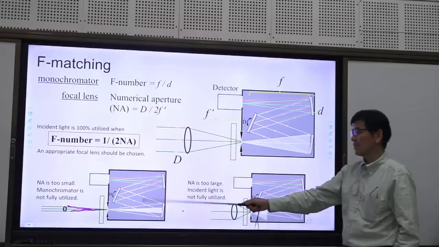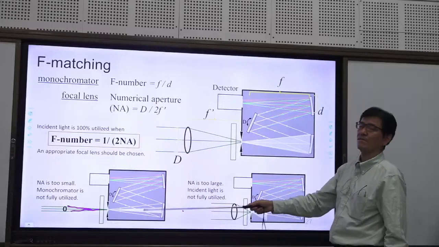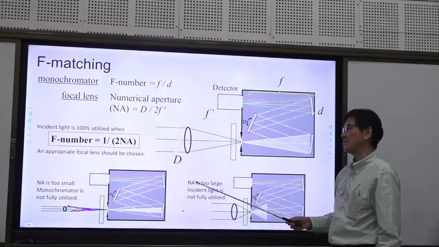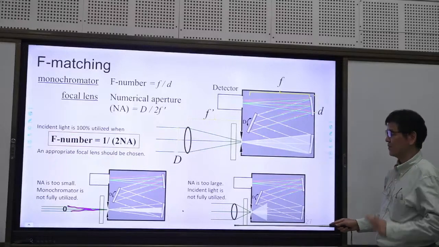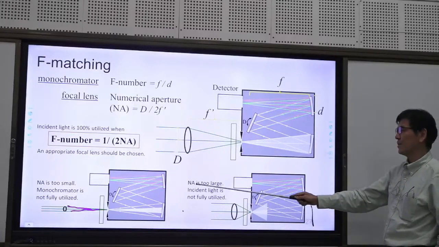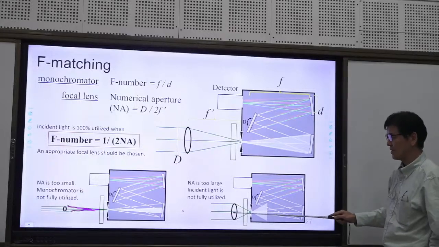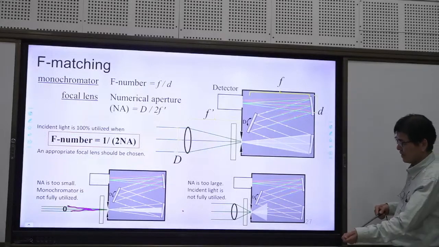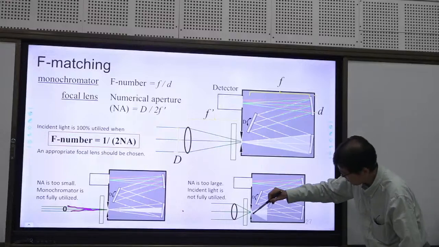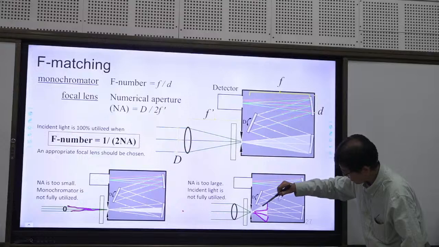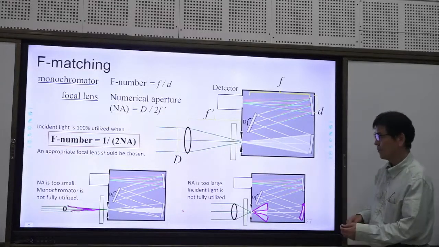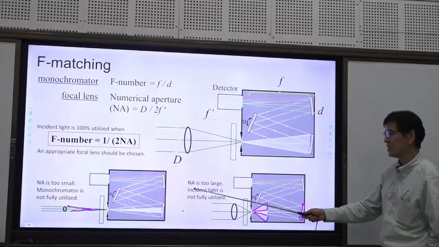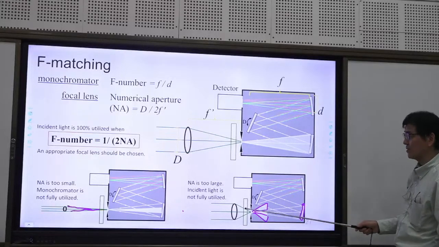Okay, this is a loss of performance, so we should set the F number, the NA, large. Let's make it larger. If you set NA too large, what happens? Okay, this time some fraction cannot be covered by this mirror. In this case, the incident light is not fully utilized.